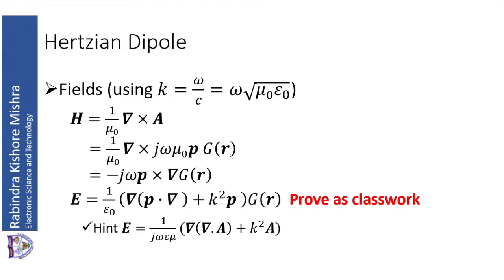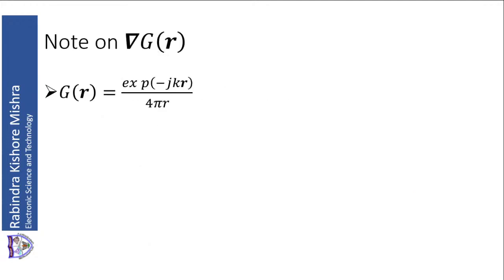Now we have got two equations, one for H, one for E. In both the equations there is GR, and on the GR there is a gradient vector operation. So grad GR, where GR is a scalar. We need to know the nature of grad GR to find explicitly what H and E are. So let me give you a note on grad GR.